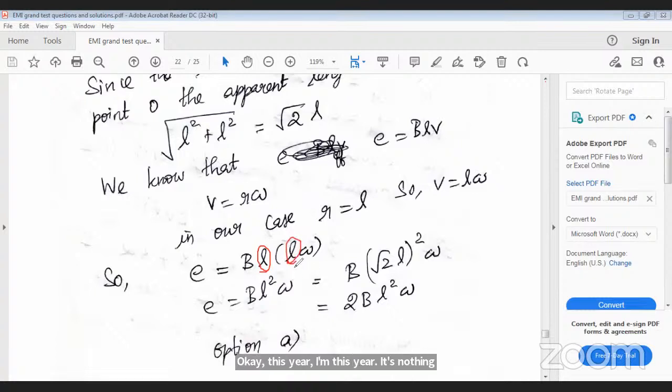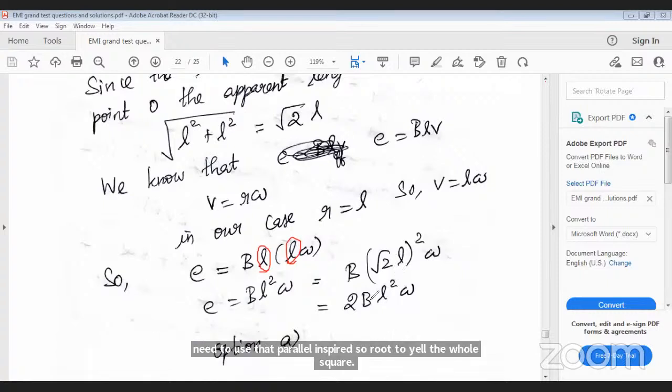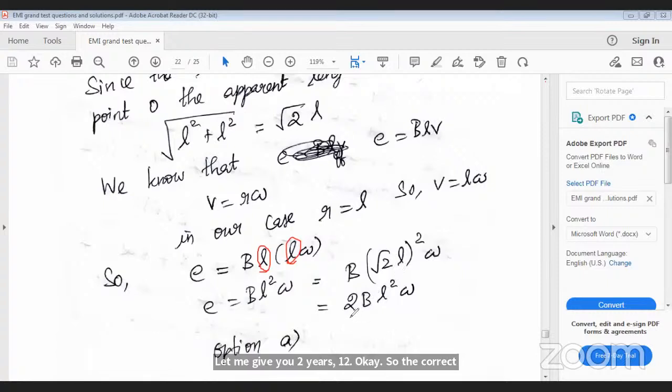So apparent length is nothing but root 2L. So BL squared omega, instead of L squared, you need to use the apparent length squared. So root 2L the whole square will give you 2L squared. So the correct answer is 2BL squared omega, and this is how you need to answer this question.